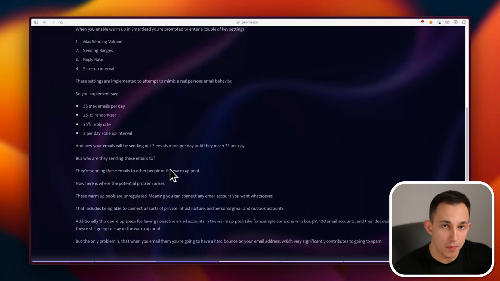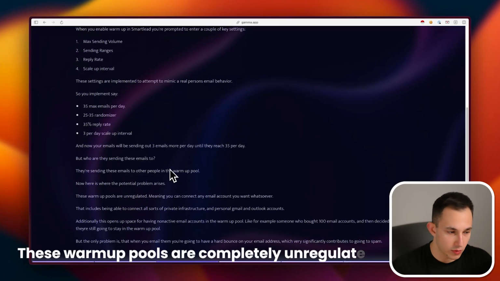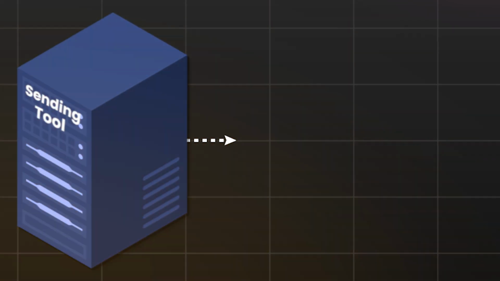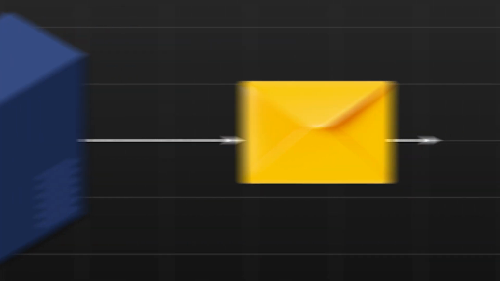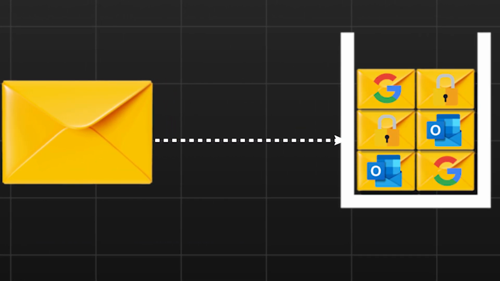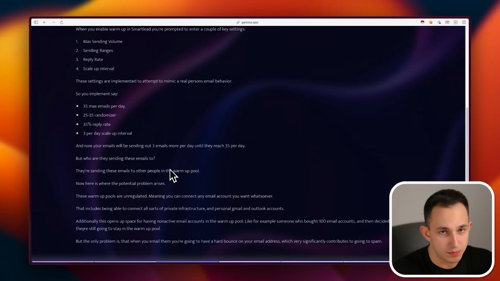So here's where the potential problem arises. Now, these warm-up pools, which have email accounts, including yours and including everybody else's who are doing warm-up, are completely unregulated, meaning you can connect really anything you want as long as it's supported by your sending tool. And these sending tools pretty much support anything. They have public infrastructure, private infrastructure, and anything in between.